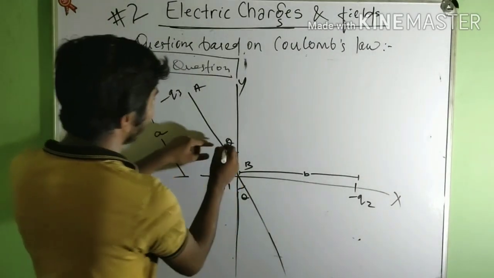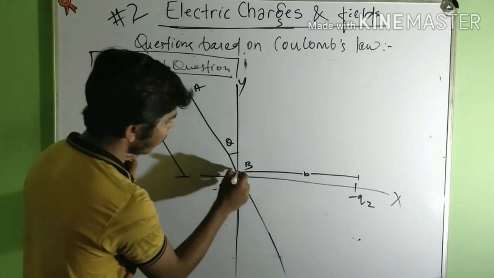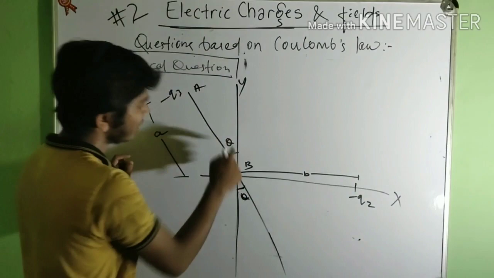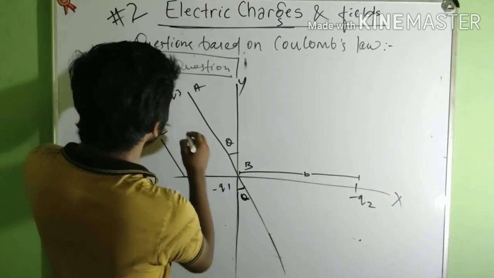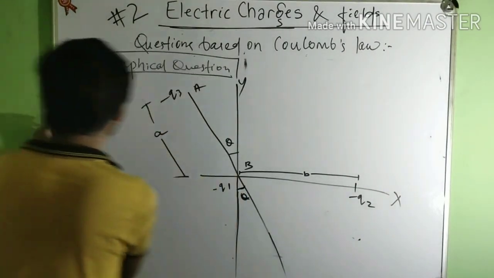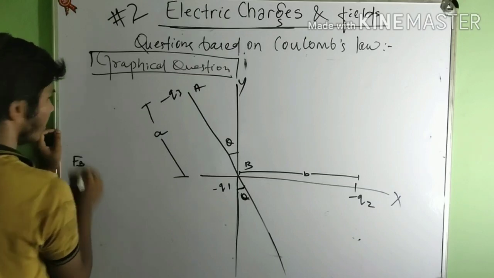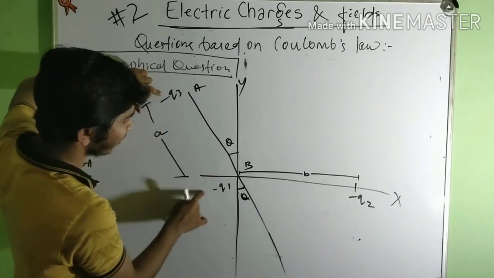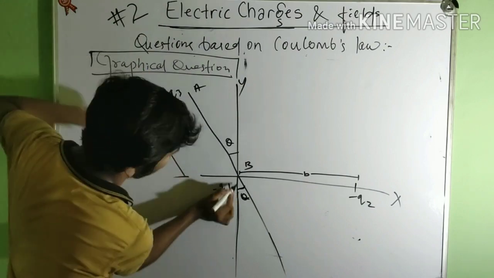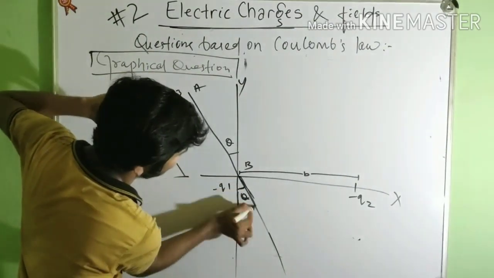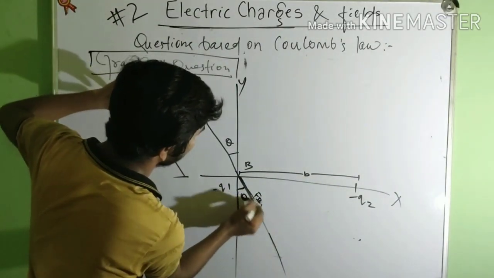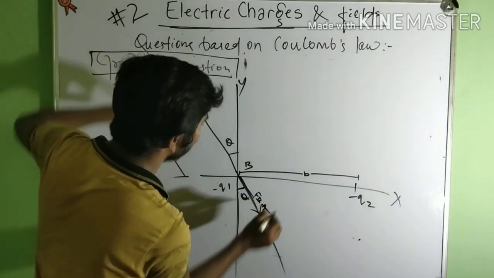Here the angle is theta. So if we extend the y-axis and extend the line, this angle will also be theta. This is a vertical opposite angle. The force on B due to A is in which direction? This one is negative, this one is negative, they will repel each other. So this direction is the force on B due to A.